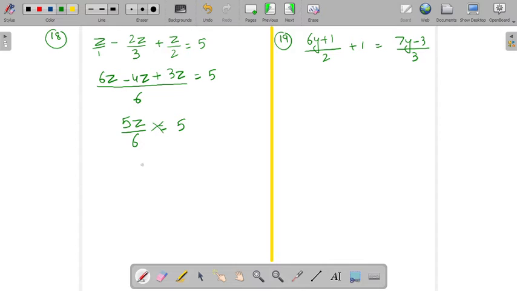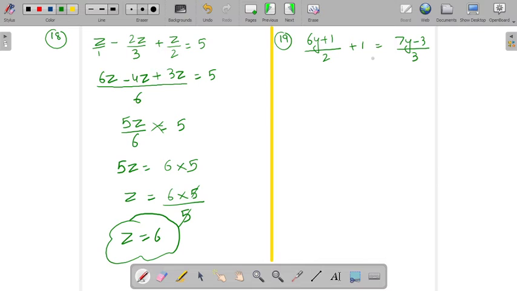So same procedure, cross multiply. 5z equals 6 multiply 5. So z will be 6 multiply 5 and whole upon 5. This 5 will be in the denominator. So z answer will be 6.